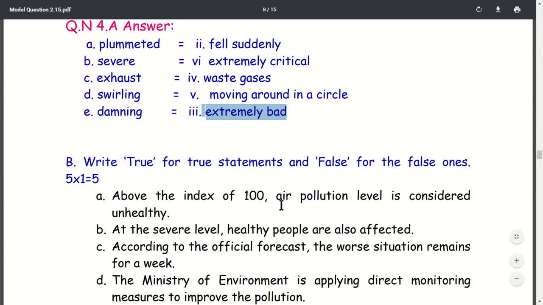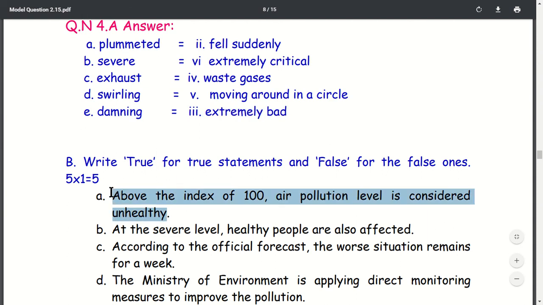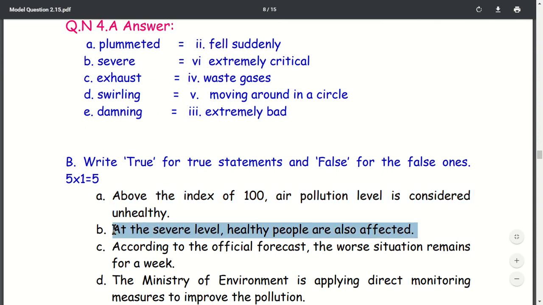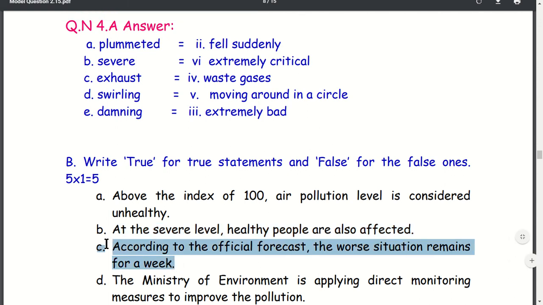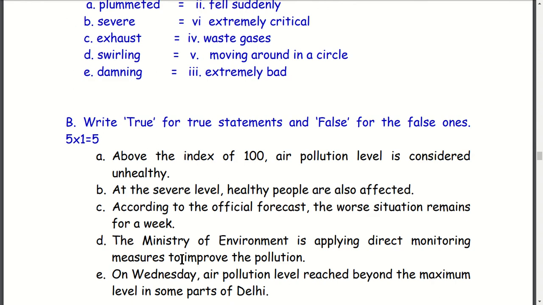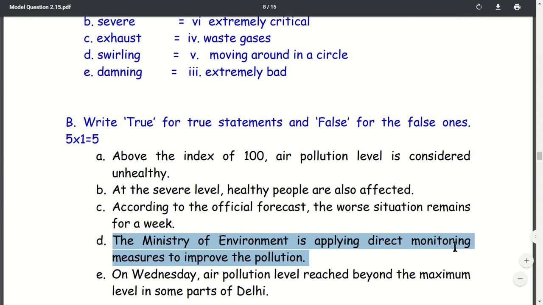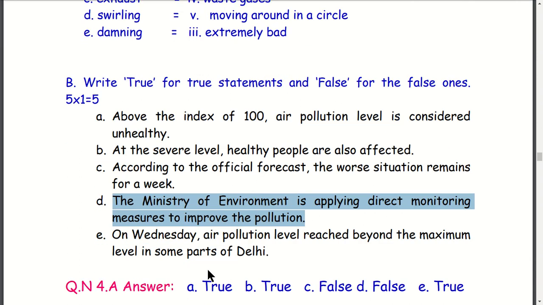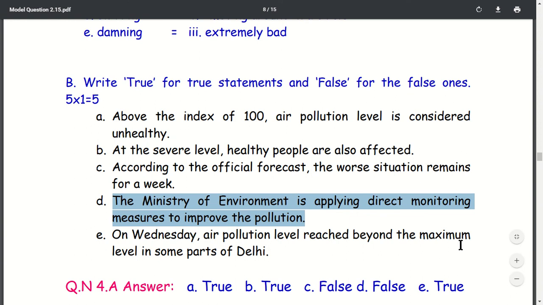Number A, above the index of 100, air pollution level is considered unhealthy. Number B, at the severe level, healthy people are also affected. Very easy to find out. Number C, according to the official forecast, the worst situation remains for a week. Number D, the Minister of the Environment is applying direct monitoring measures to improve the pollution. Number E, on Wednesday, air pollution level reached beyond the maximum level in some parts of Delhi.